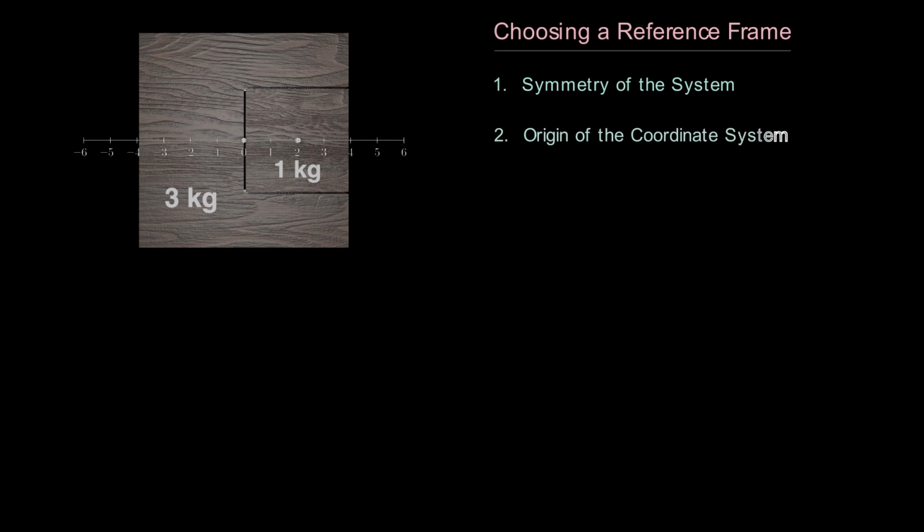Origin of the coordinate system. The position of the origin can affect the complexity of the calculations. Often, placing the origin at a point of symmetry, or at one of the objects in the system, can make the math more straightforward.